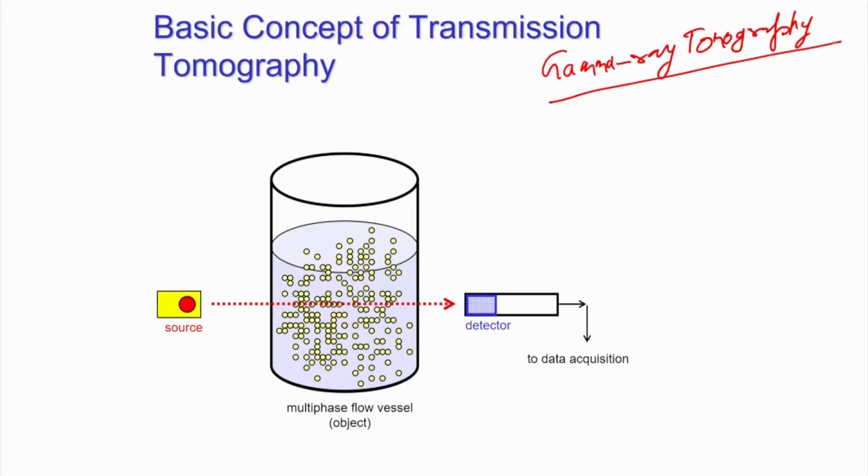Now, what we do is use the Beer-Lambert principle, which is I equals I naught e raised to the power minus mu L, to calculate the volume fraction.